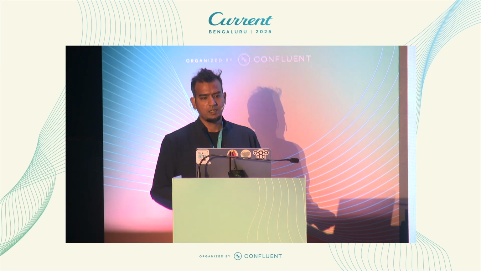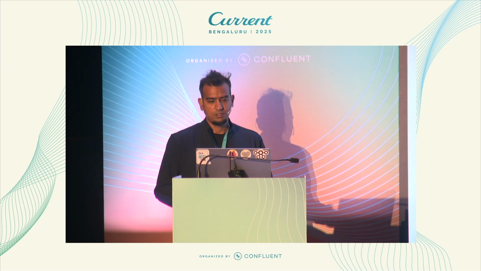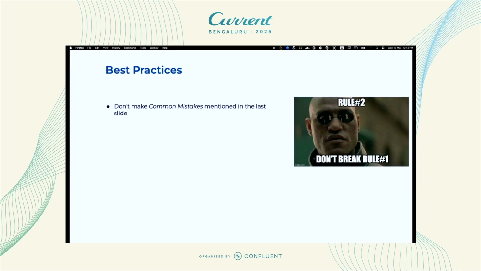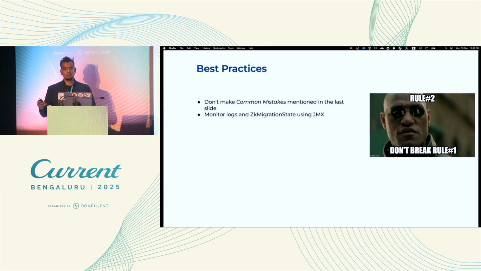So we'll quickly look at the best practices. The first is don't make the common mistakes that I mentioned in the last slide. Try to avoid all of those as much as possible. Then monitor logs and Zookeeper migration state in JMX. In phase 3, when the Kafka data plane is migrating to KRaft, on the active controllers we can see the logs which say migration is completed. We can also check the migration state using JMX. Otherwise, there is no easier way to tell whether the migration is completed or has failed.